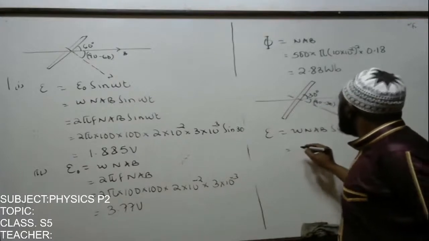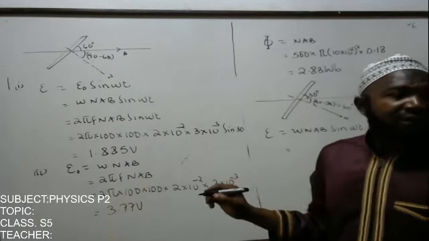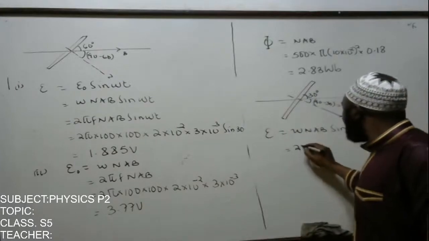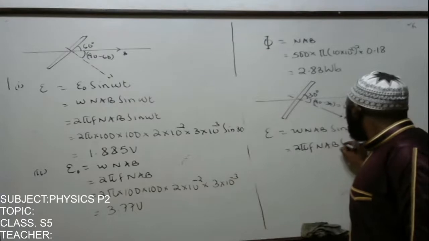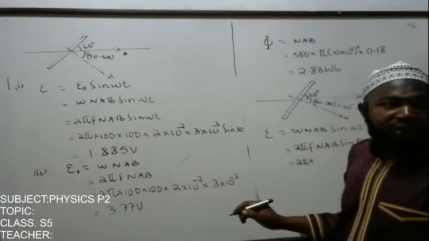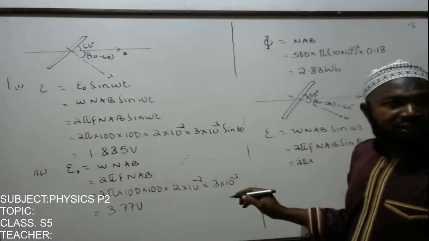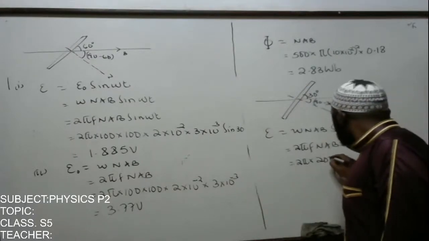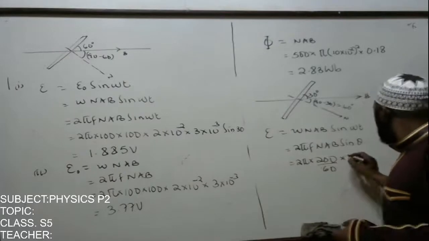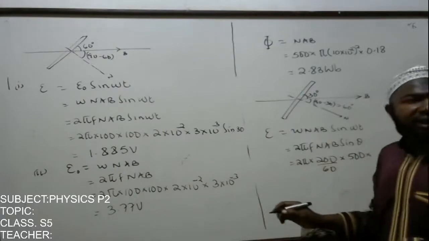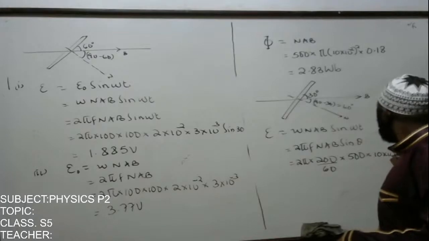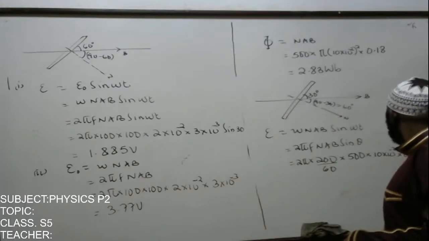So that's going to be, according to what we have, the angular velocity was given to be 200 revolutions. So we convert this one to 2 pi f now, sine theta for that matter. So 2 pi, the frequency was given to be 200 revolutions per minute, divided by 60. Then the number of turns in the coil is 500. Then the area, of course you had noted it to be times 10 power minus 2. Then the magnetic flux density is 0.18, sine 60.